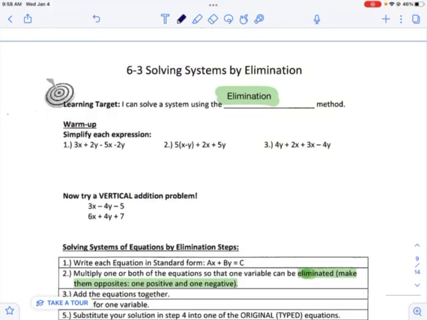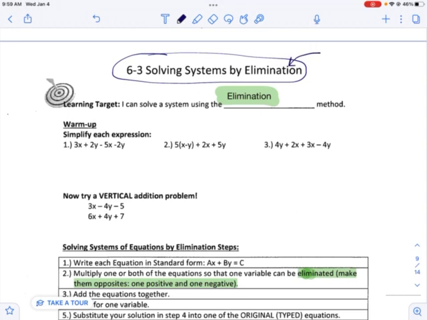All right, welcome to 6.3, Solving Systems by Elimination. Remember, in 6.1, we used graphing to solve a system and we estimated solutions. In 6.2, we used substitution and we found the exact solution where the two lines cross. We could check on Desmos to see that. And in 6.3, we're solving systems by elimination.